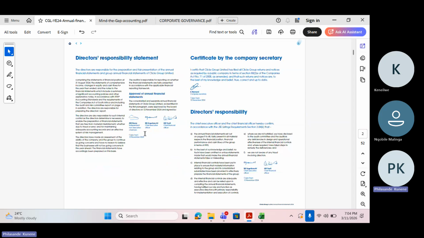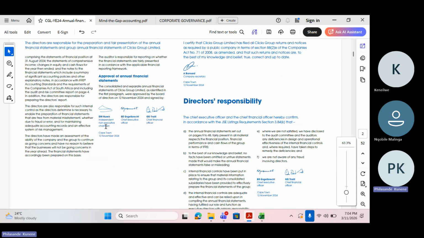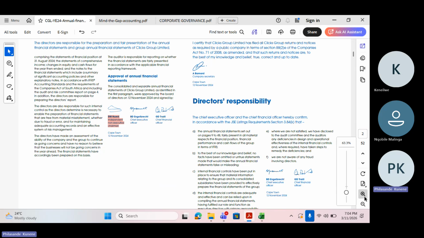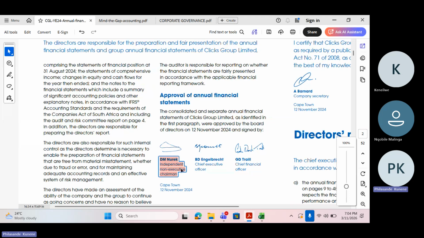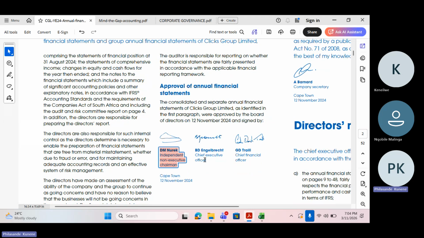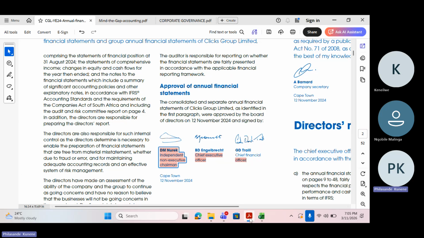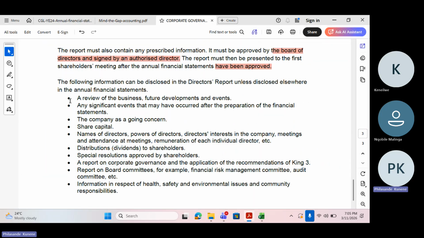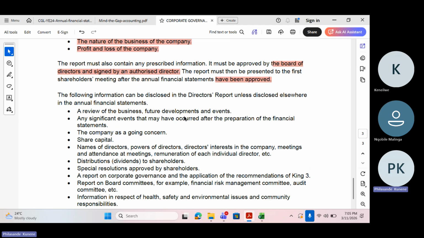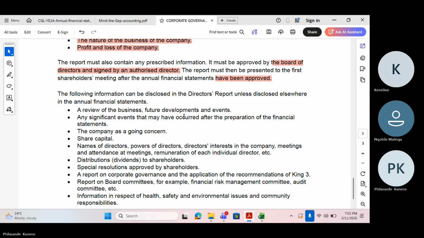So they must sign. As you can see there, we have different signatures. We have the independent non-executive chairman. They must sign the report, the directors. We have the CEO there, which is the chief executive officer. We have a chief financial officer. You see, they are signing. They have to sign as required by the law. Look here, as it states there that they must sign. It must be approved by the board of directors and signed by an authorized director.